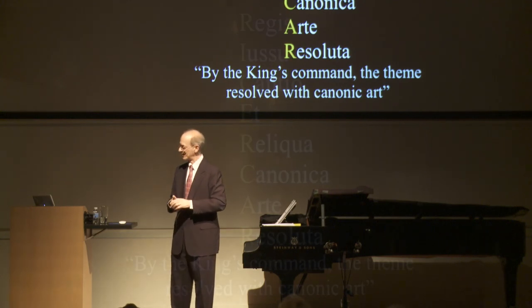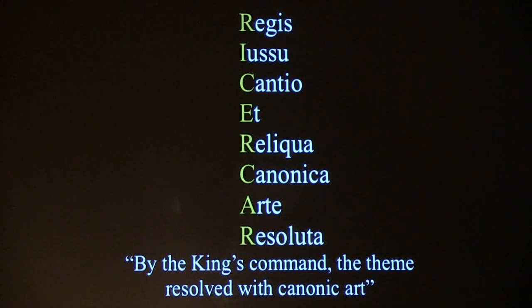And it allowed Bach to make one of these very complicated, clever, punning acrostic puzzles in Latin, which, as you see, translates to, "By the king's command, the theme is resolved with canonic art." Also, by calling these ricercars, he is hearkening back to his polyphonic predecessors. And he was quite a scholar of his predecessors. He knew the music of Palestrina and of Frescobaldi to the point where he had copied out a lot of their music and studied it.